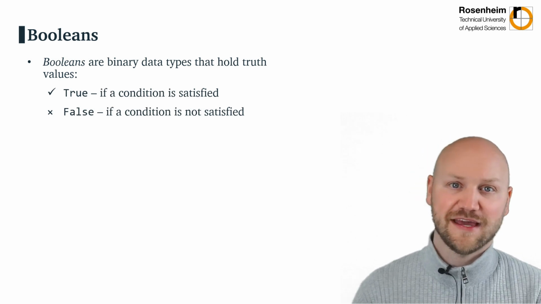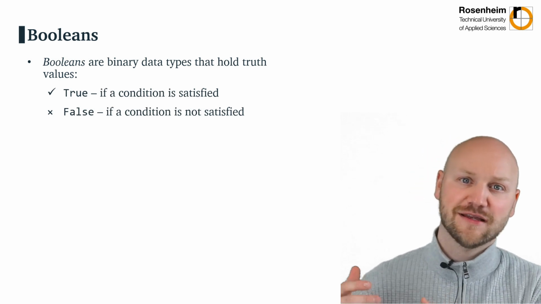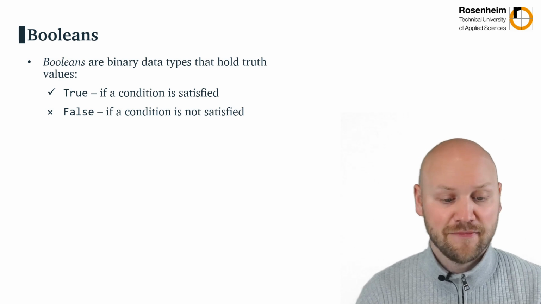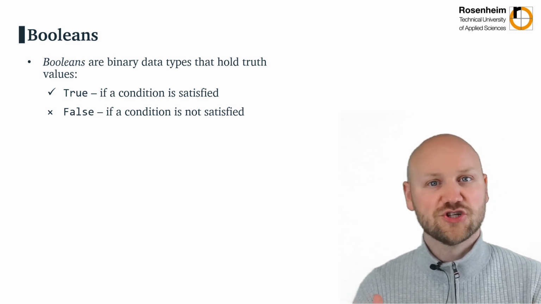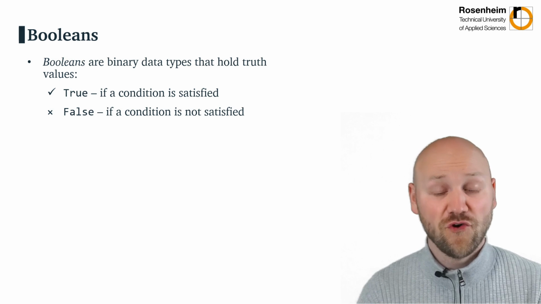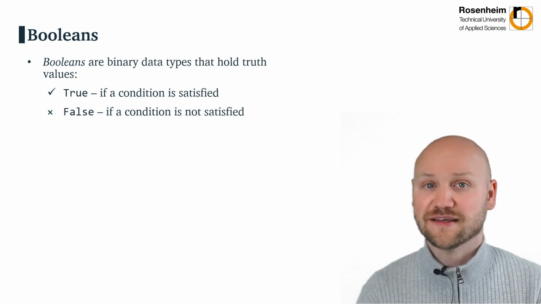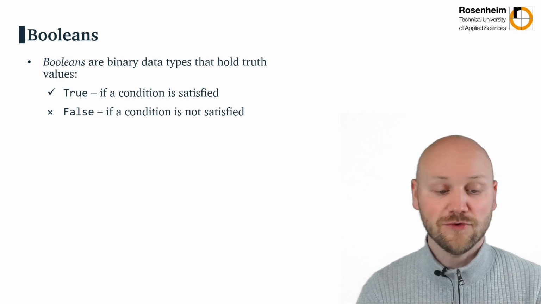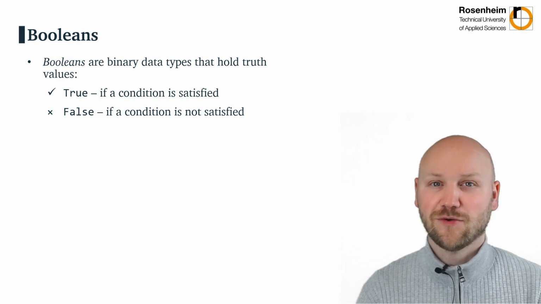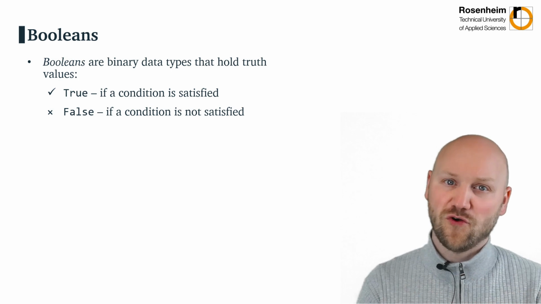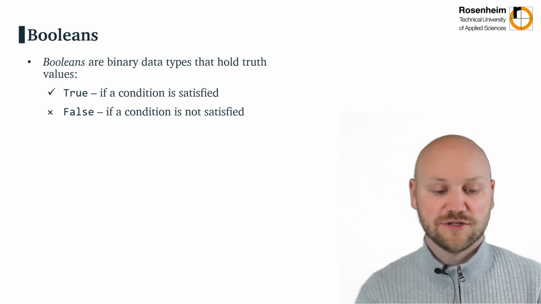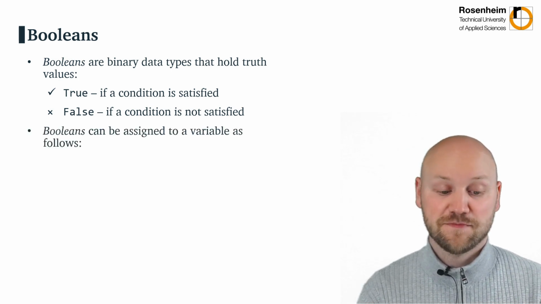Yeah, I'm older than 18. That's a condition that was satisfied. I'm a female. That's a condition that's not satisfied, so we're leading to a false. And these questions I'm asking, these conditions I'm setting, are very important for another control flow. So Booleans are always going to be true or false, depending on whether a condition was satisfied or not.